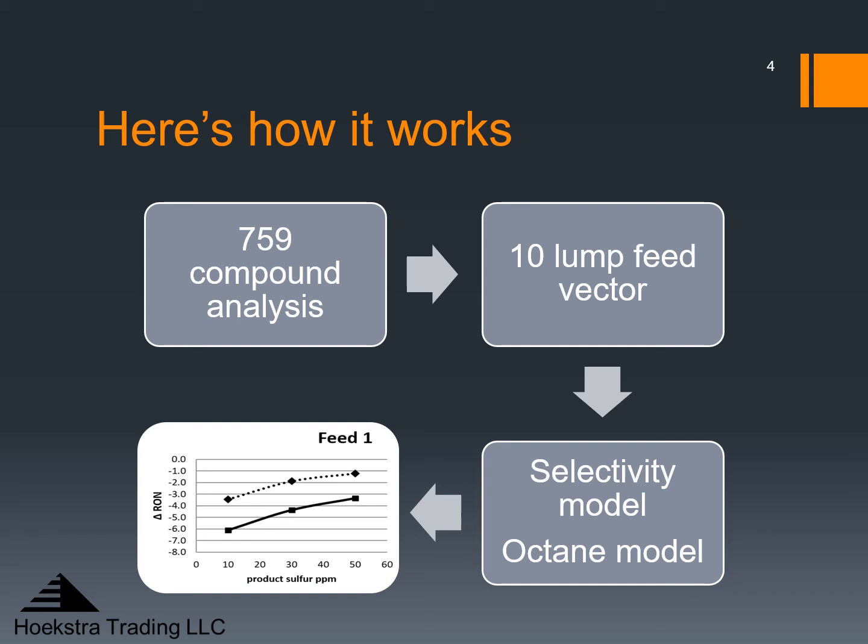The selectivity model calculates the changing gasoline composition that occurs along each of the 10 reaction paths, and the octane model calculates octane as a function of composition. Both these models are, we believe, the best available models for this purpose. The output is delta octane versus product sulfur, the performance curve for that feed.